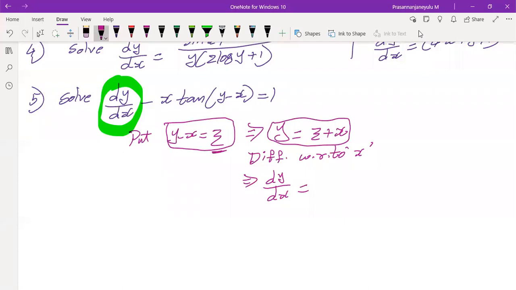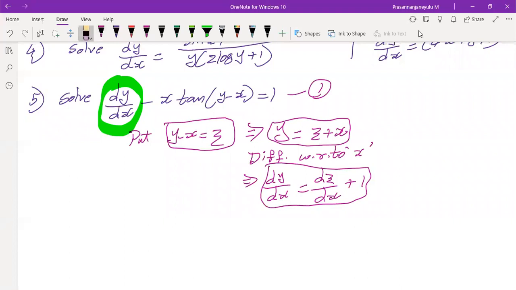Here, what we considered? Yes or no? So because of that reason, dz by dx plus, what is the differentiation of x with respect to x? It is 1. Now substituting all these things in the given differential equation, taking this as equation number 1.